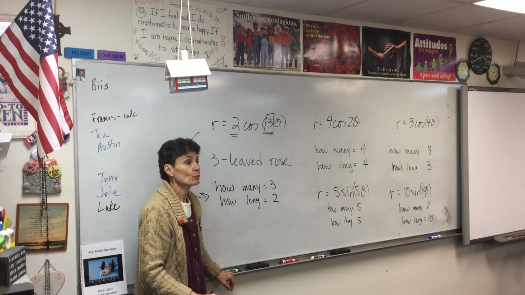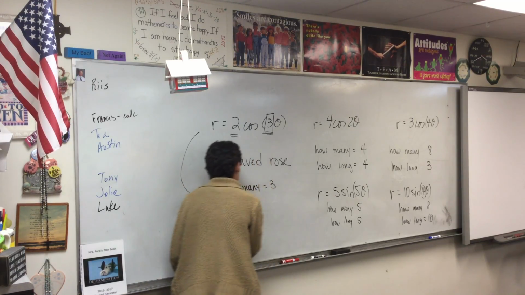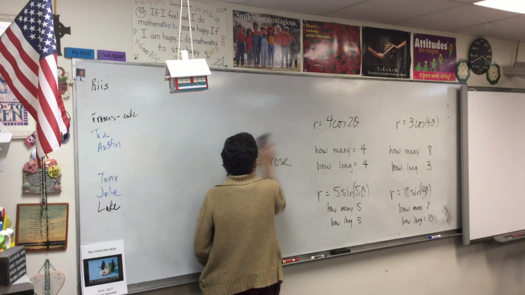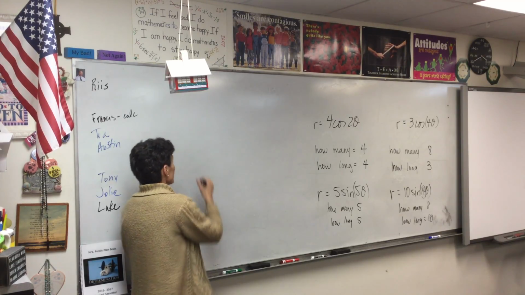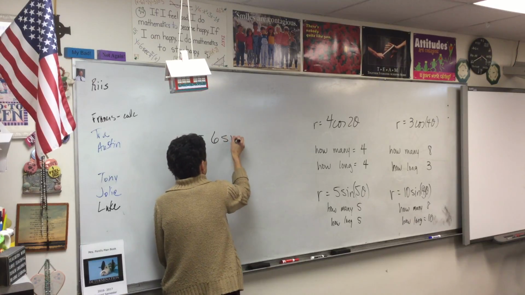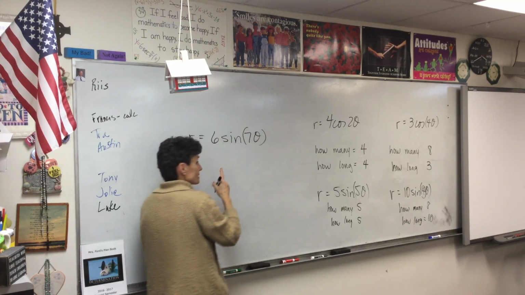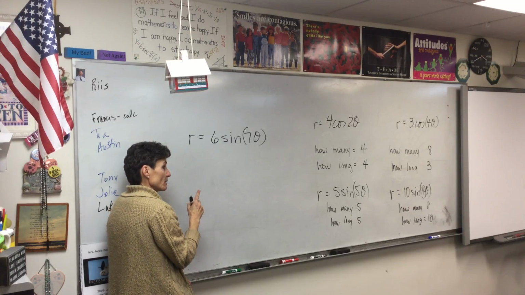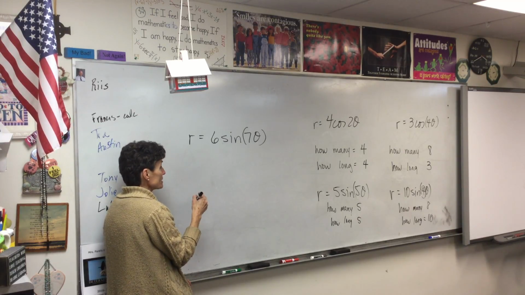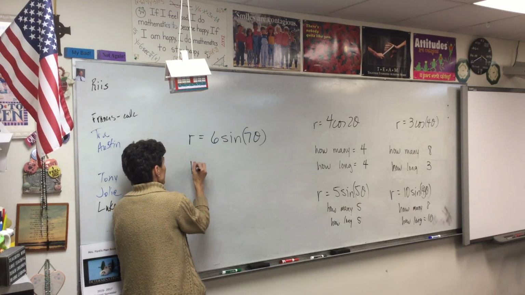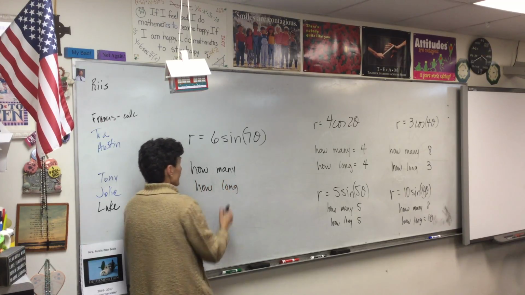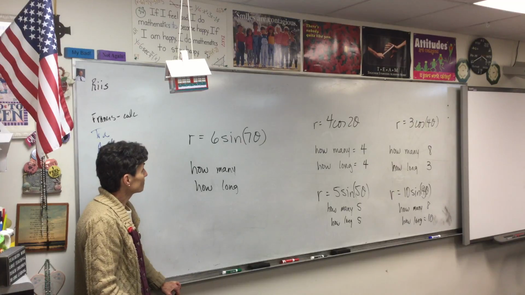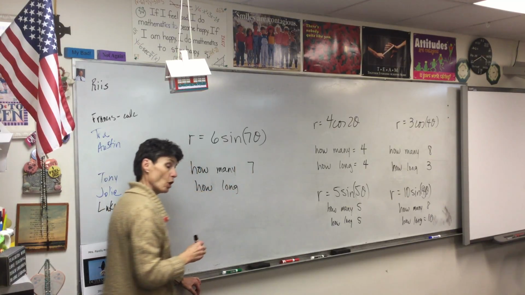When you look at equations of roses, you can always look at the equation and tell how many leaves there are and how long they are. So I'll give you one more. This is a rose. I don't expect you to know that, although you probably do after graphing all these. But if I tell you it's a rose, I expect you to be able to tell me how many leaves and how long they are. Okay, so how many leaves do we have? 7. How long are they?